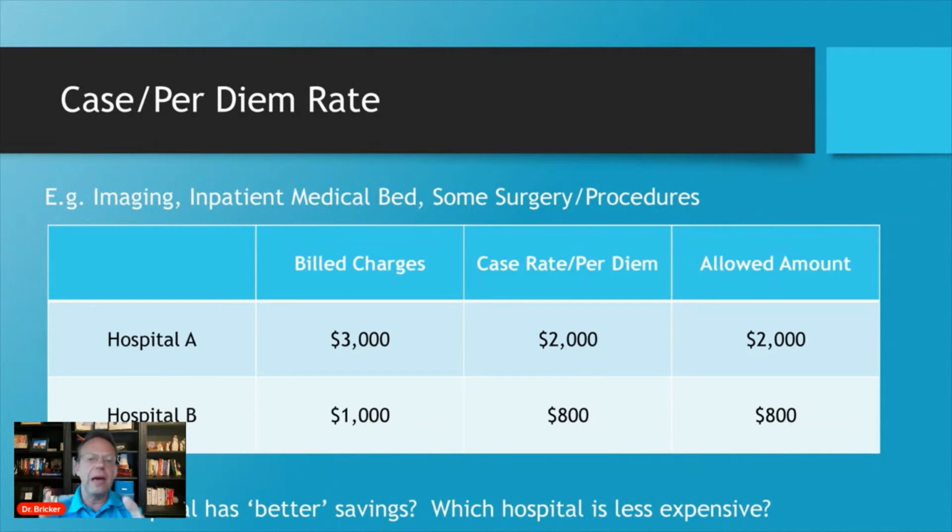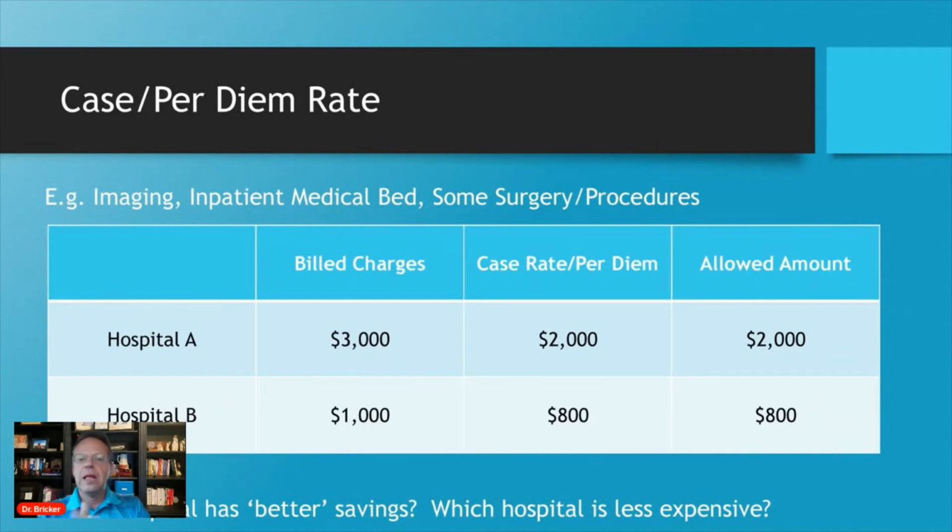Then that $2,000 gets applied to whatever the plan design is for the individual. It could completely fall to their deductible. It could be some combination of co-insurance and deductible, etc. Now, at Hospital B, they have bill charges of $1,000 for an MRI, and they negotiate a contracted rate, or a case rate, of $800 for that MRI. Again, it's very simple in that the allowed amount is just equal to the case rate of $800.